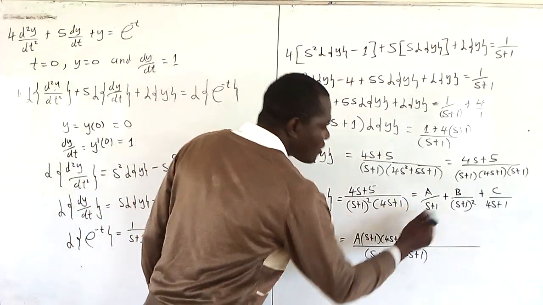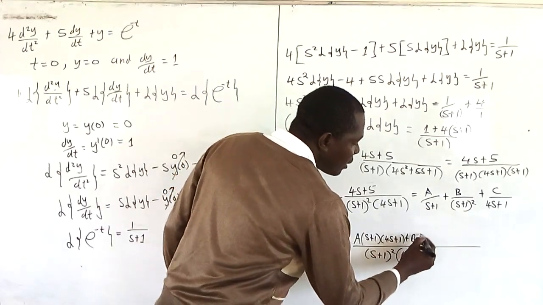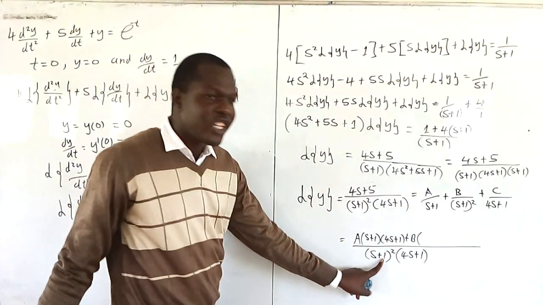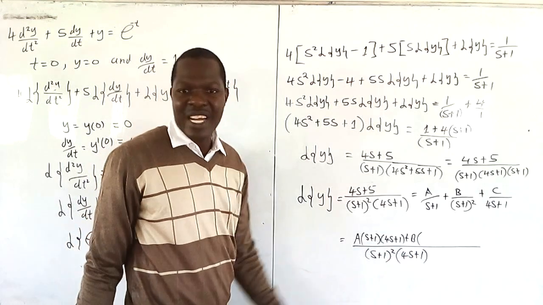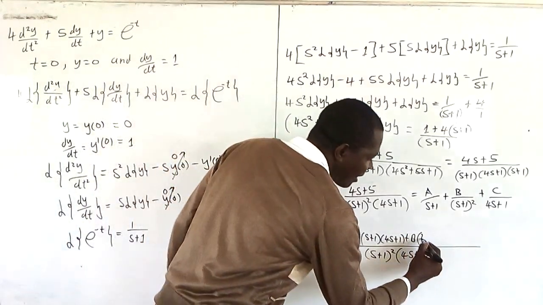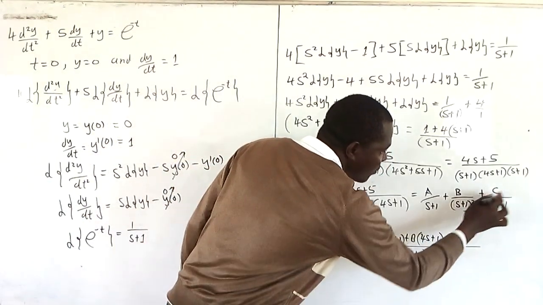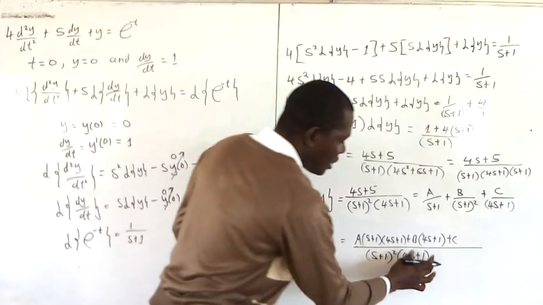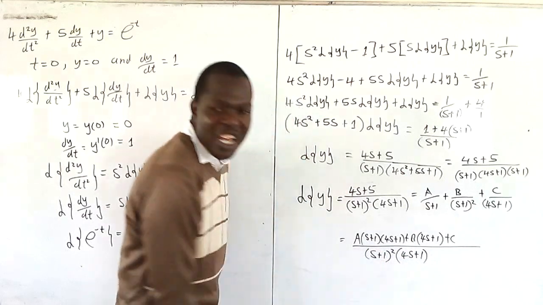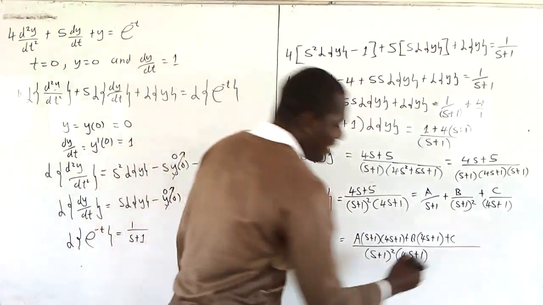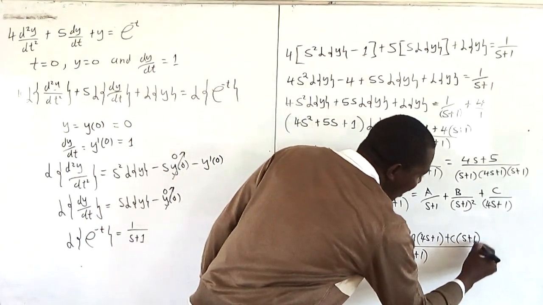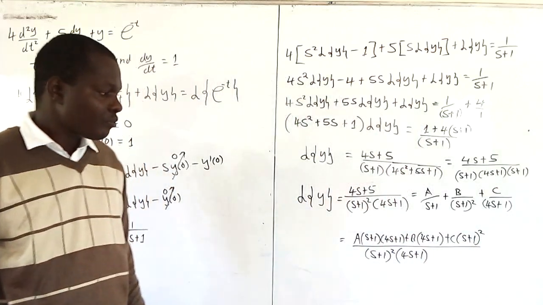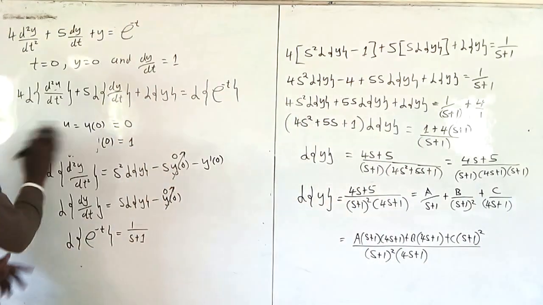Then here we have plus B, then you go again. s plus 1 squared goes here how many times? 4s plus 1 times, isn't it? Are we together? Yes. 4s plus 1, then we have there plus C, then 4s plus 1 goes here how many times? It goes the remainder, s plus 1 squared times, isn't it? s plus 1 squared times. Are we together?